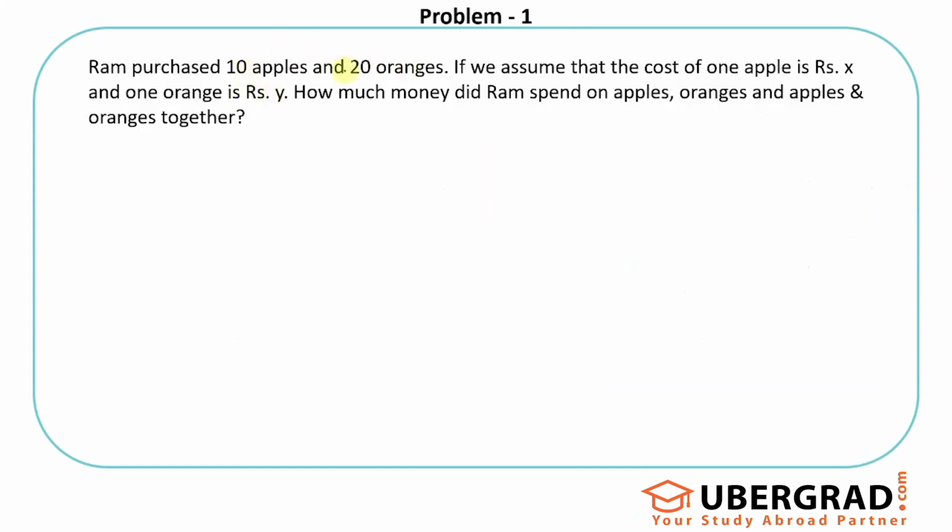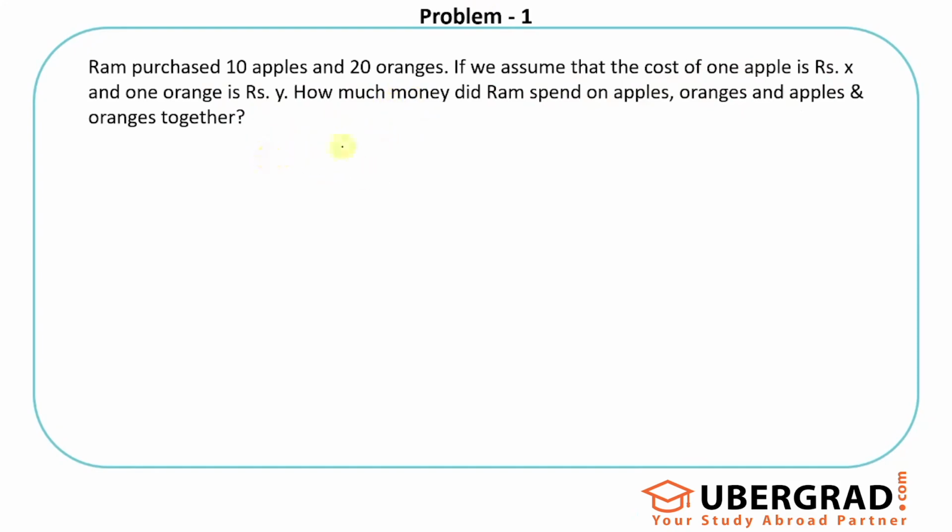Ram purchased 10 apples and 20 oranges. Assume the cost of one apple is X rupees and one orange is Y; they themselves have given the variables. How much money did Ram spend on apples, on oranges, and on apples and oranges together? They're asking three different questions here. Just try it on your own. If you want to give it a shot, we would recommend you try it.